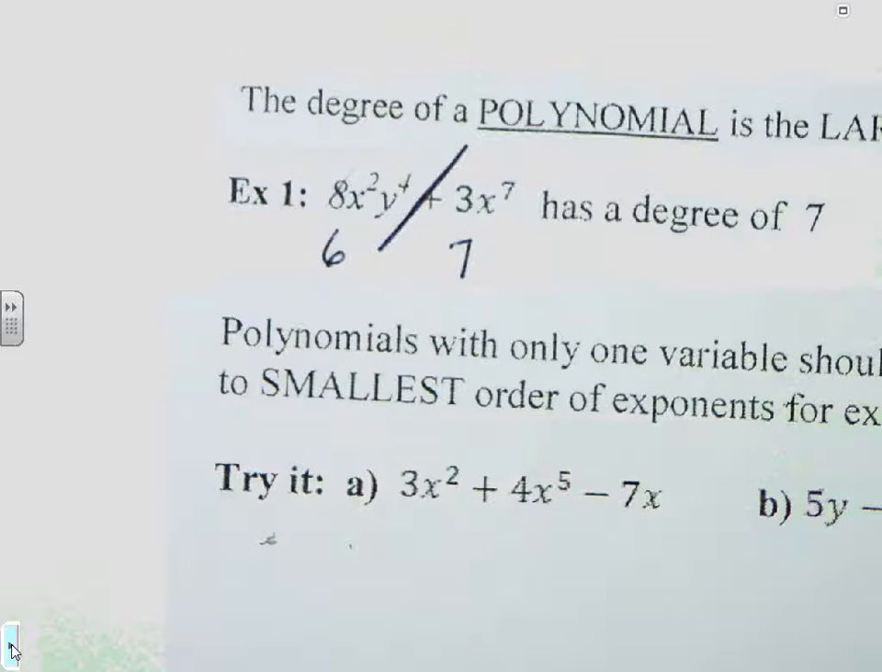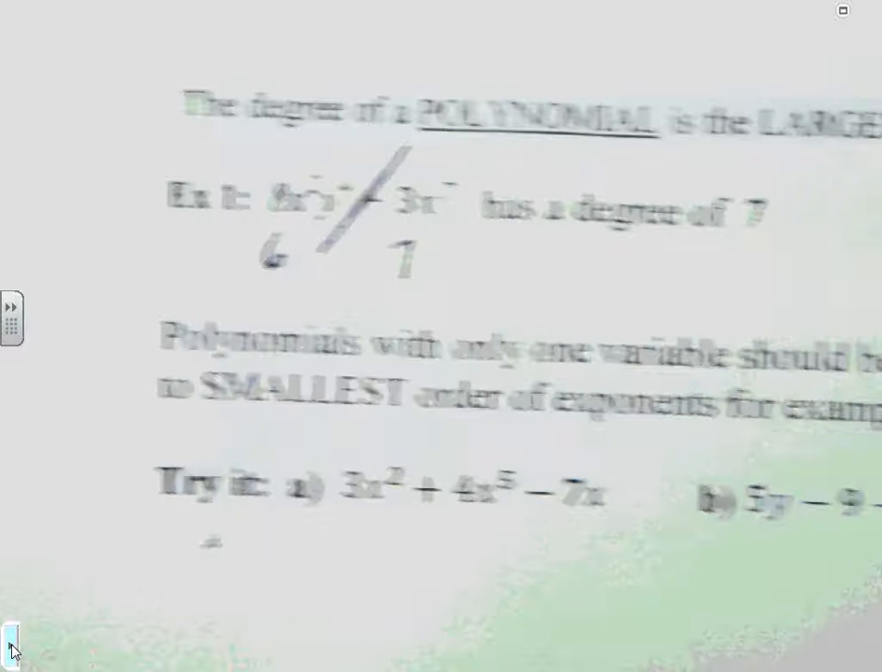Biggest number wins. That's it. Don't care what all the little guys have. The biggest one is the winner, and that's it. Okay? Let's see if you can do the second problem.